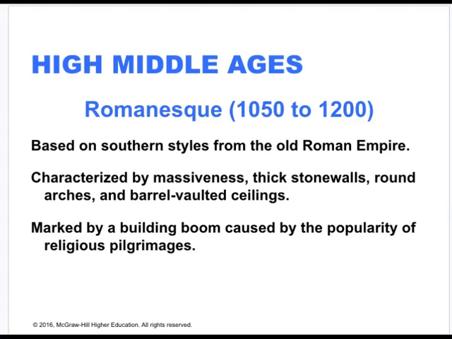There's your dates that I quoted just a second ago, 1050 to 1200, based on Southern styles of the old Roman Empire. That's important, and that's why you hear Romanesque in there, because the old Roman Empire influence came back. And churches that you see built at this time are going to be massive, thick stone walls, round arches, and barrel vaulted ceilings. They said that in the video, and they showed you examples as well. Some of that stuff we talked about in Roman art is coming back. Marked by a building boom caused by the popularity of religious pilgrimages. People came to these massive, thick, just enormous cathedrals and churches. They would come from around the area to partake of these religious ceremonies and experiences together as Christians.